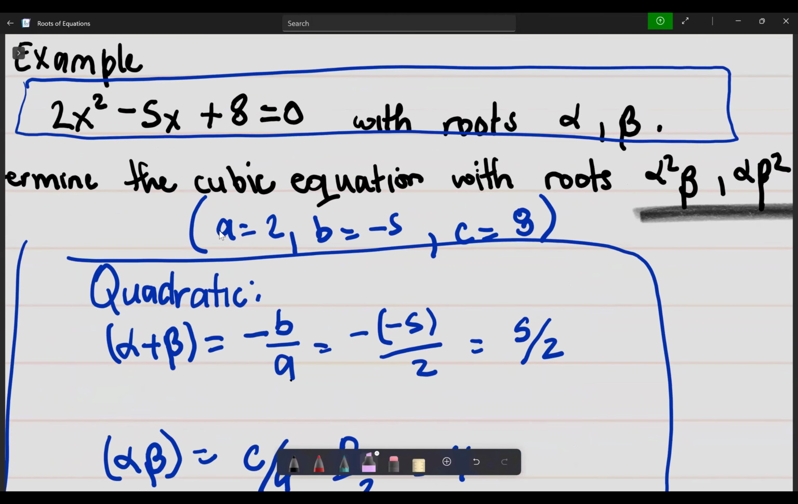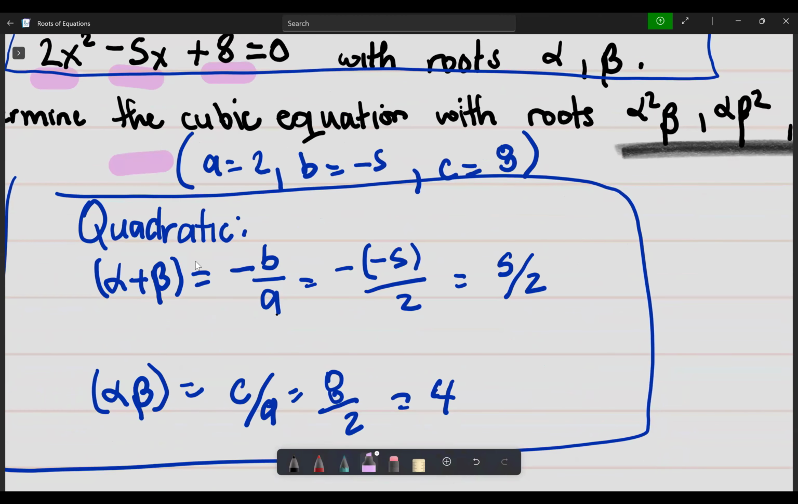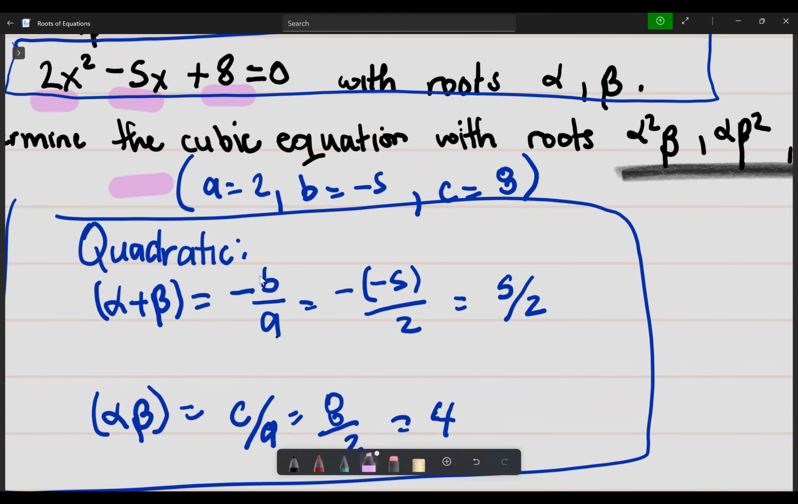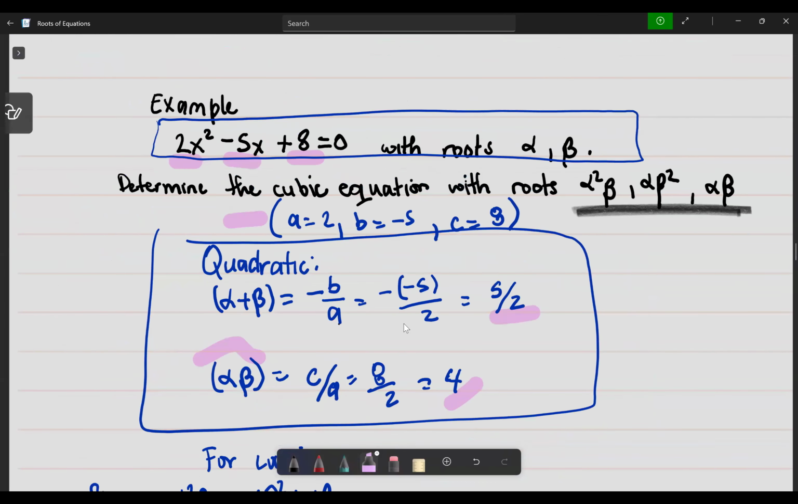So the first thing we'll do is write down what A, B, and C are. A is 2, B is negative 5, C is 8. For quadratics, when you add the roots together, you get negative b over a, which is 5 over 2. For the product, you get c over a, which is just 4. So that part is the simple part. You need to start with that.